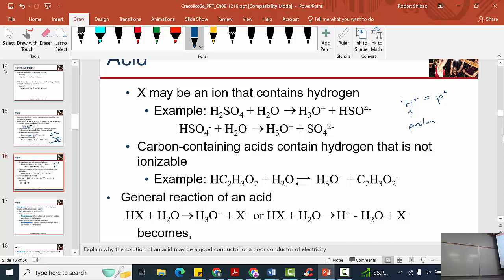And so H2SO4 is a diprotic acid. It has two protons that it can donate. And so we do it in two steps. The first step is water will take the first one. When water takes the first one, we form hydronium and bisulfate. And then bisulfate again can lose one to water, and then we'll form hydronium and sulfate. So this is a diprotic acid there.